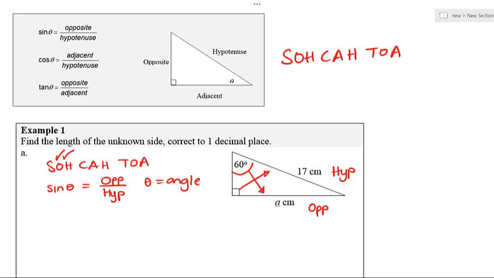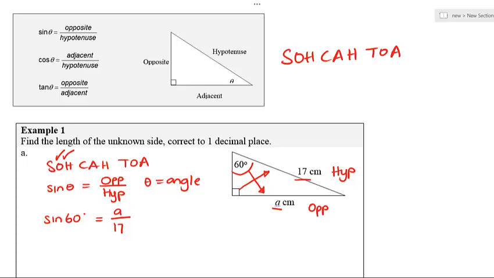I'm substituting the angle with 60 degrees, so it's going to be sine 60 degrees equals opposite over hypotenuse. Looking back at the diagram, opposite is A, so we substitute A for the opposite side, and the hypotenuse is 17, so I'm going to substitute 17 for hypotenuse. Now we've established a trigonometric ratio, and from this we're going to solve for A.